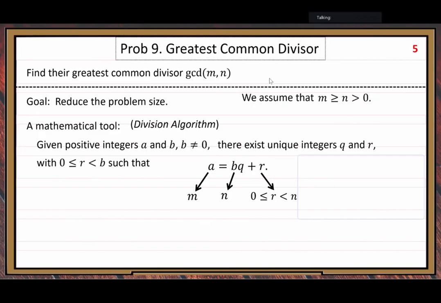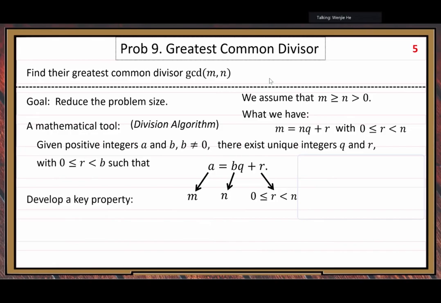So here, let us assume m is greater than or equal to n, which is greater than 0. If n is greater than m, then we swap these two numbers. Very easy, to make that happen. Now we can apply the integer division, the division algorithm, on m and n. So we get this formula. With that formula, now we can do size reduction.